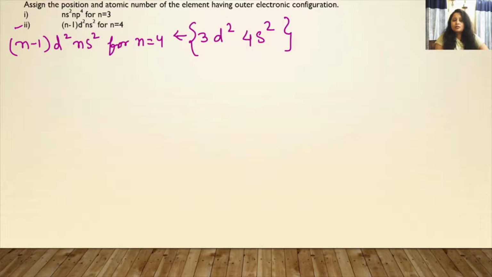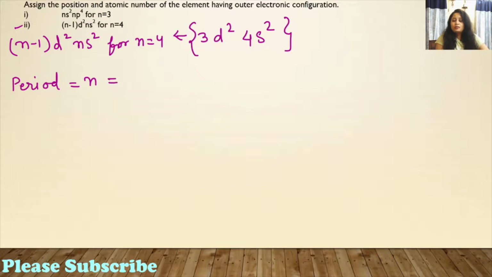Now from this outer electronic configuration, first of all we get the period. Period is equal to n, as I told you earlier. So n is equal to 4. Why are we not taking 3 and taking 4? Period is the number of the highest energy level in which the electron falls. In this given case, the highest energy level is 4. So the period will be the 4th period.